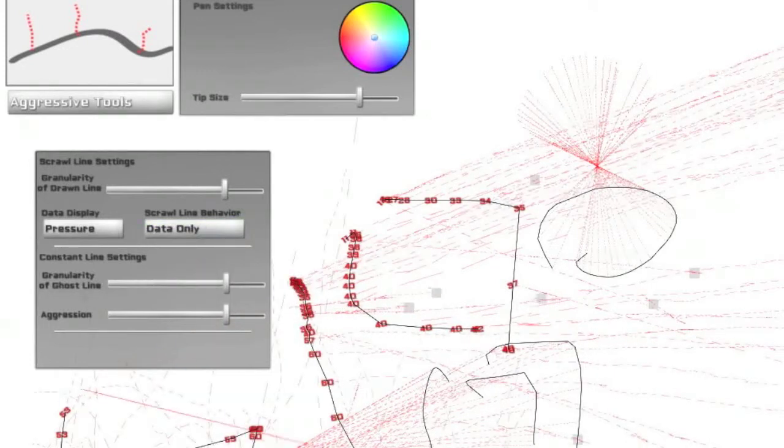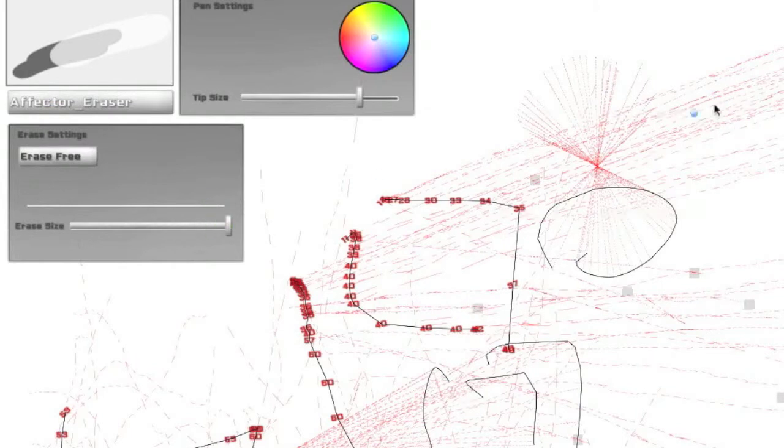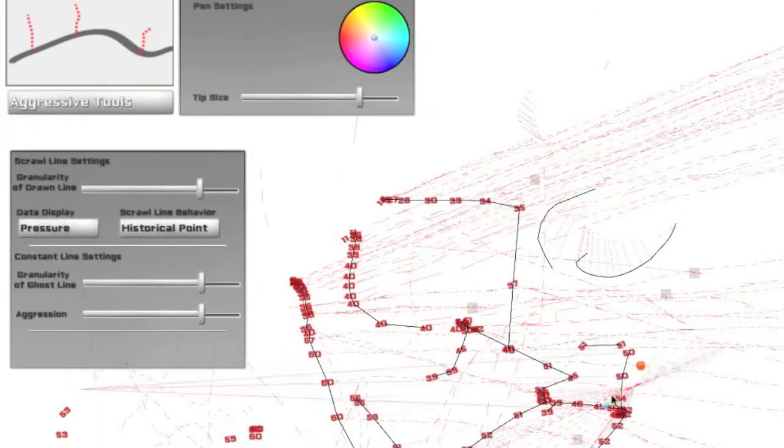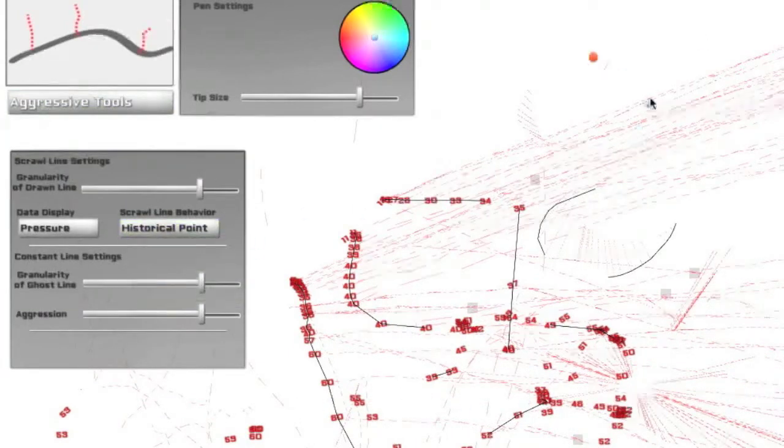The attractor point mode creates scrawling lines which seek out the red attractor. Their speed and accuracy in finding this point are imparted by the user's data while drawing. This uses heart rate and pressure.